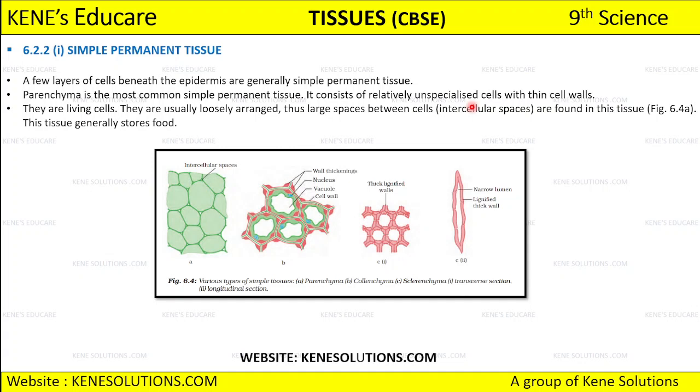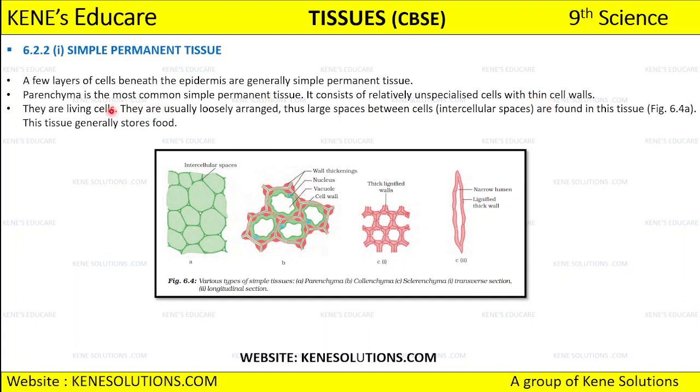Now एक चीज याद रखो, parenchyma tissue के अंदर सारे living cells present होंगे, but the cells are going to be unspecialized. ठीक है, parenchyma के cells कैसे होंगे? They are going to be unspecialized, and they have a thin cell wall.